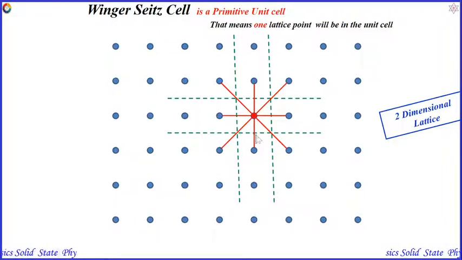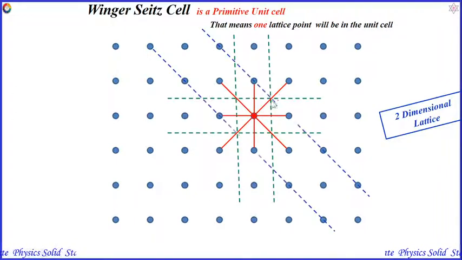You can mark my pointer where I am pointing. So this is the middle point of this line, this is the middle point of this line, this is the middle point of the line. So the normal has been drawn in such a way that it will pass through the middle point of the line. Likewise, for this line, this will be the middle point, and we have to draw the normal through the middle point, perpendicular to this line. So it will be like this.